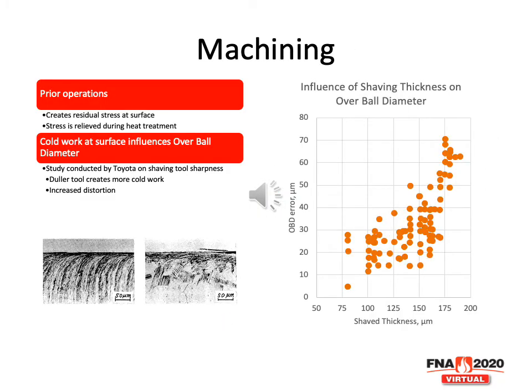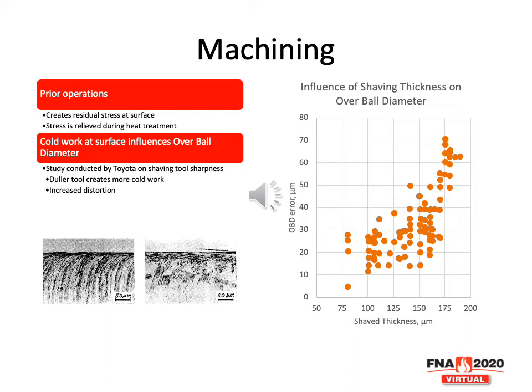Machining operations also have an influence on the distortion of the part after heat treatment. For instance, I'm creating a residual stress at the surface depending upon the condition of my tool. If I have a sharp tool, I will have much better surface conditions. If my tool becomes dull, I will create more cold work on the surface. This creates more residual stresses in the part, which increases my distortion.